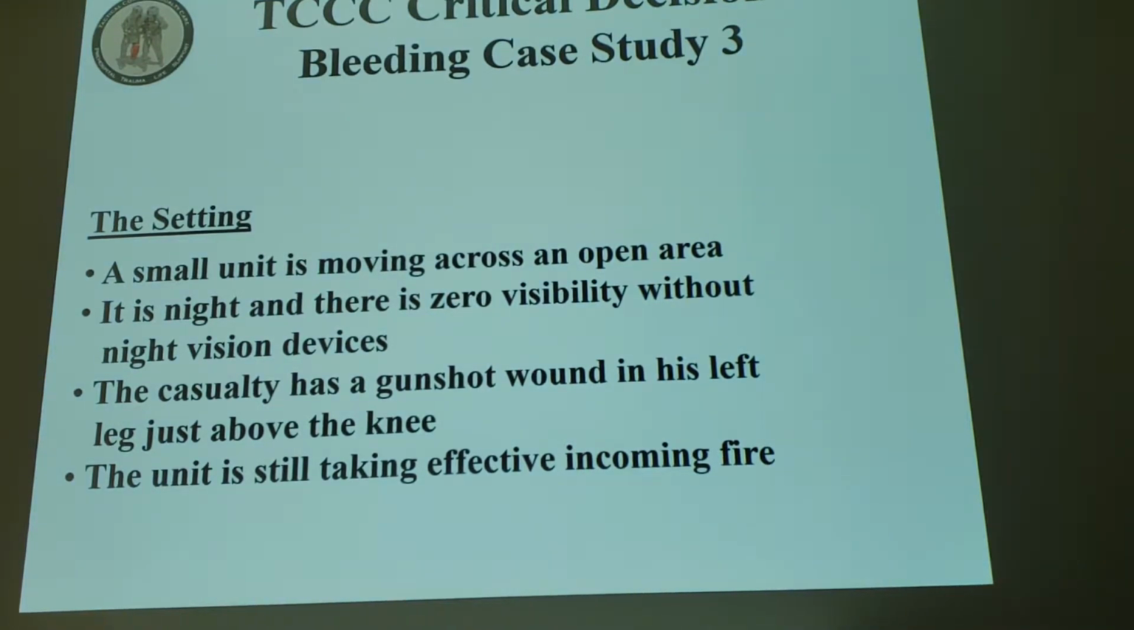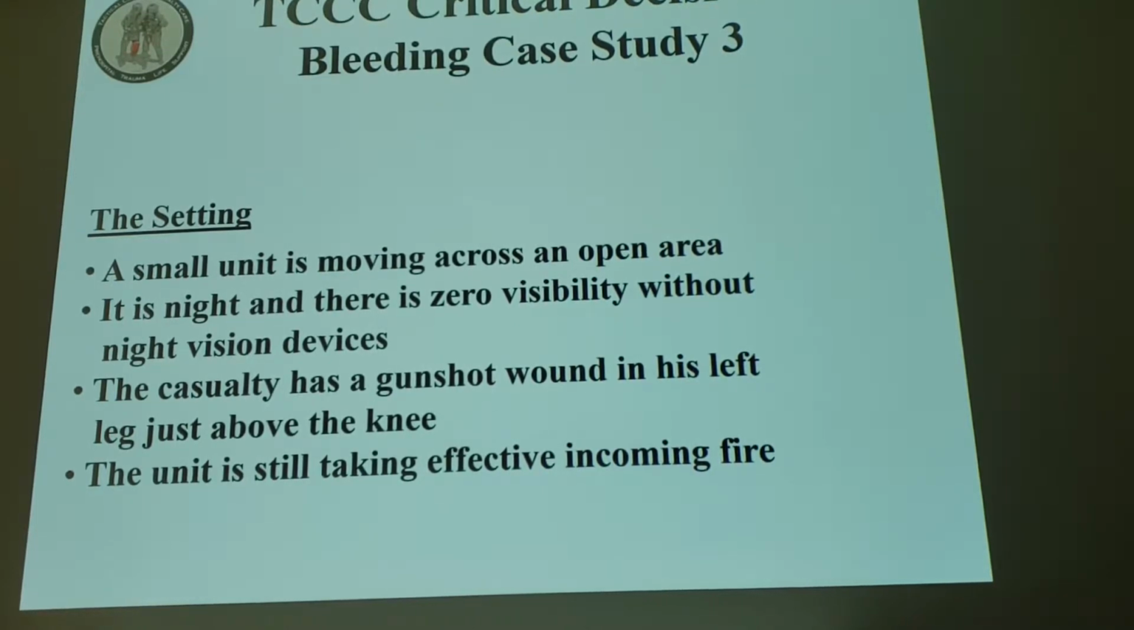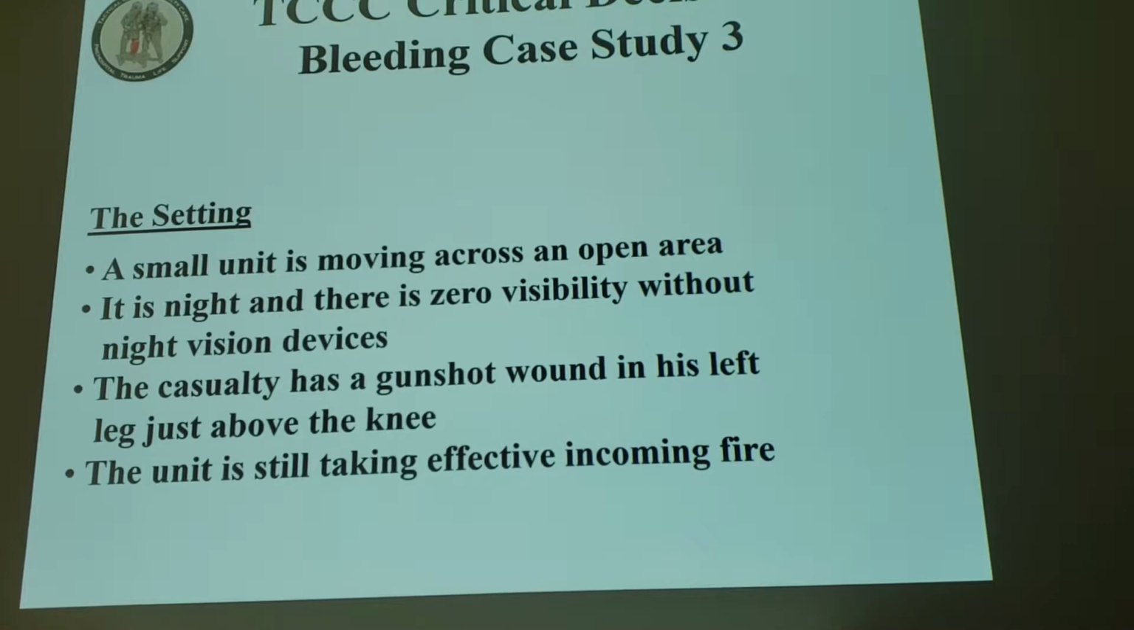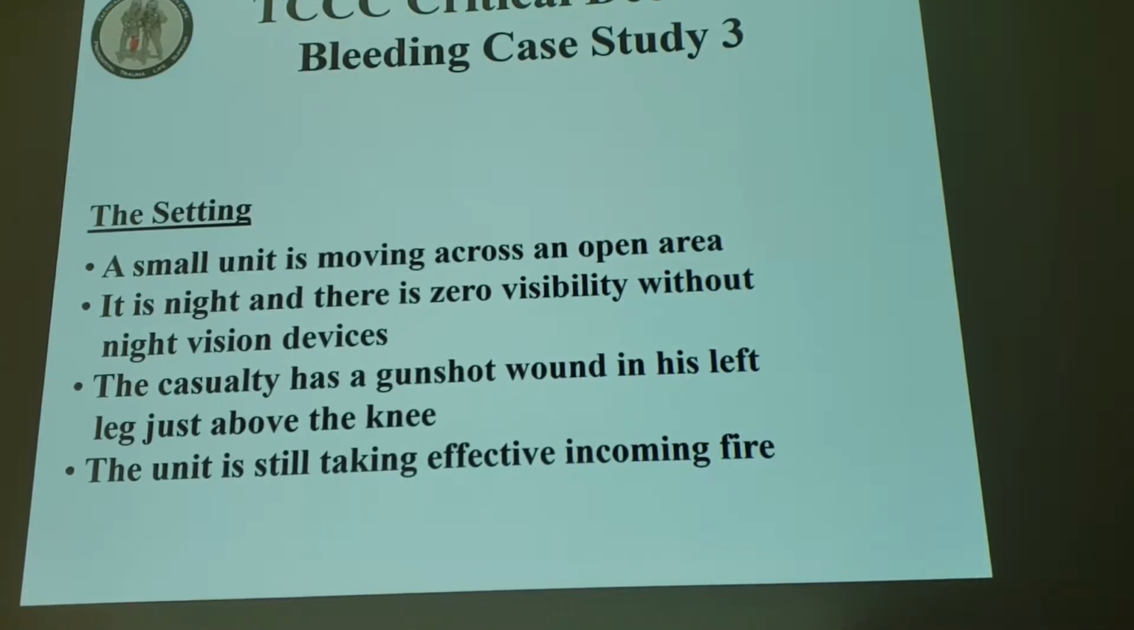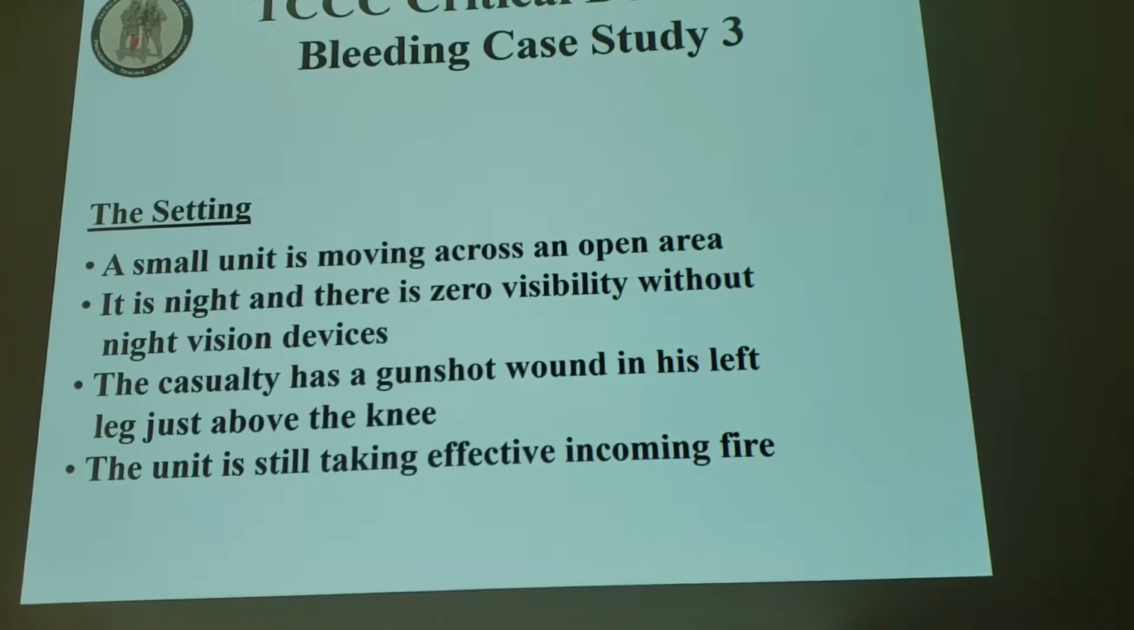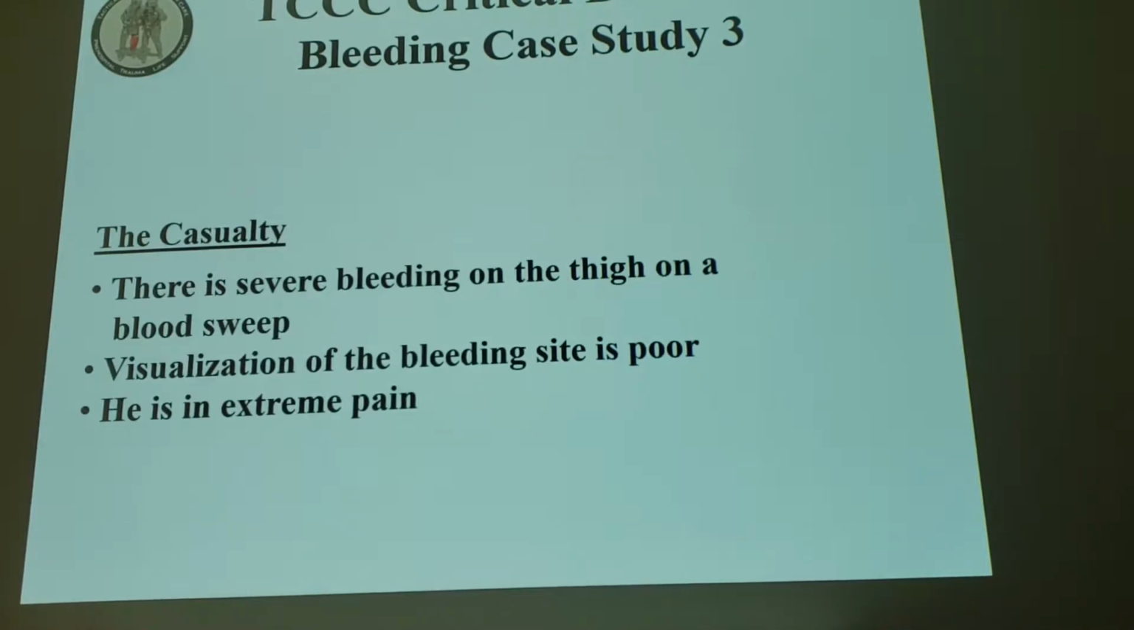Next one, setting. A small unit is moving across an open area. It is night and there is zero visibility without night vision devices. The casualty has a gunshot wound in his left leg just above the knee. The unit is still taking effective incoming fire, so it's still dangerous. We got a casualty. What should we do?